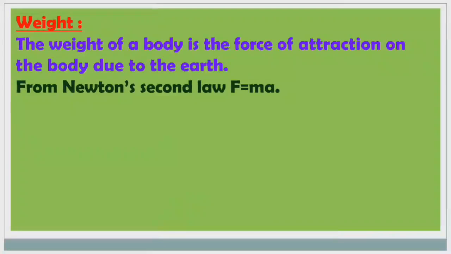From Newton's second law, we know F equals ma. Weight W equals m times a, where m is the mass. In place of a, we substitute g, the acceleration due to gravity, because weight is due to the acceleration due to gravity of the earth. So, the formula for weight is W equals mg.